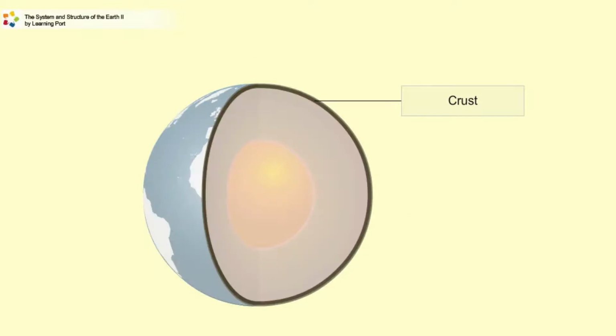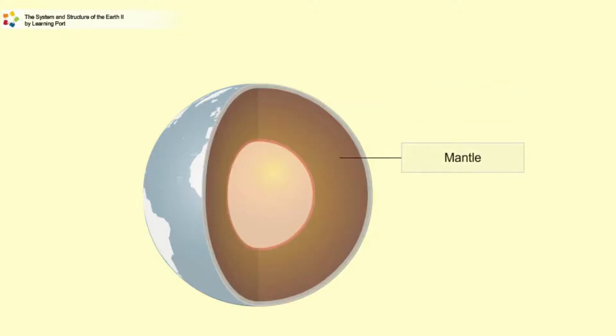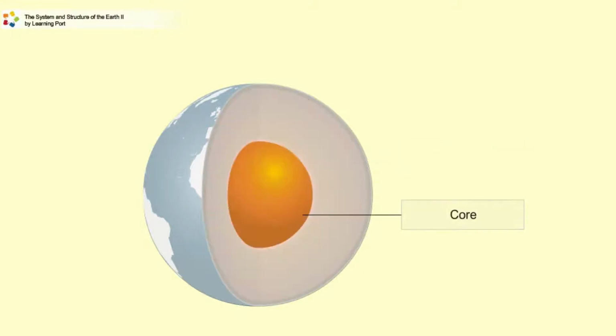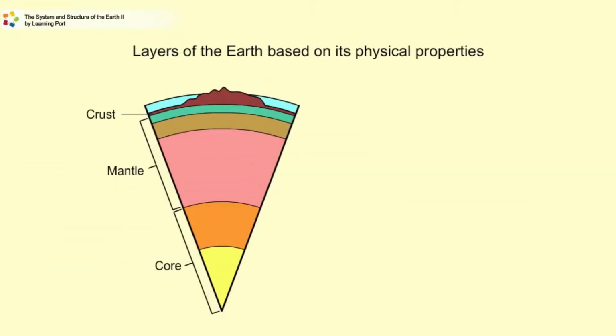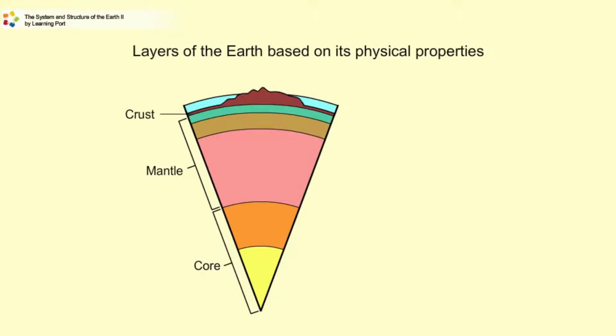The crust is a thin, solid, rocky layer made of igneous, sedimentary, and metamorphic rocks. The mantle is the thickest layer made of dense rocks which mostly contain the elements of silicon, oxygen, iron, and magnesium. The core is the innermost layer made of metals such as iron and nickel. The Earth's layers can also be divided based on their properties.